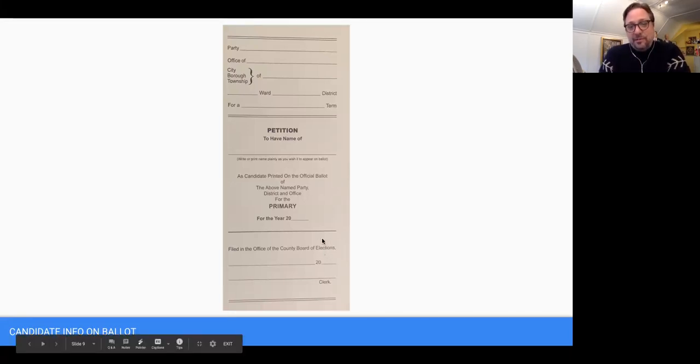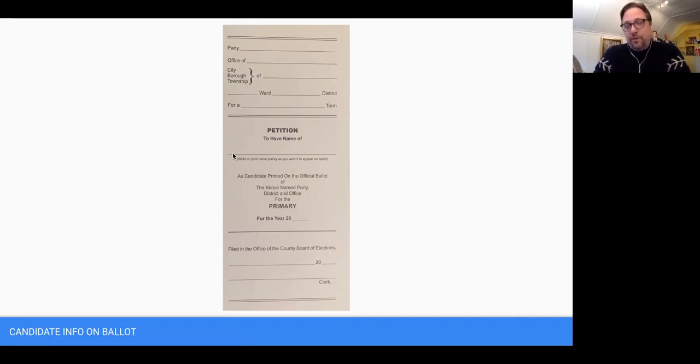This last section will be filled out by the clerk at the Board of Elections office, the county elections office, when you turn in your petitions. And you'll see here again, that middle section, how you would like your name to appear on the ballot. The most basic part of the petition, I think, but important nonetheless.